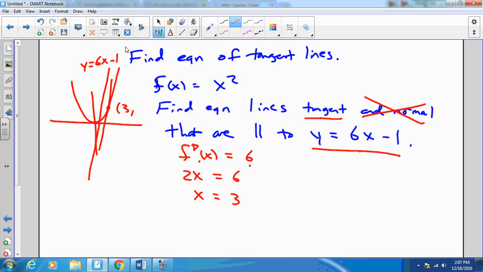Well, I have a slope, I have an x coordinate. The only thing I need is the y coordinate for my point. How do I find that y coordinate? Original, into f of x, that's right, and I get 9. So I have a slope of 6, and I have a point, (3, 9), and therefore I can say y equals f of 3 plus f prime of 3 times x minus 3, and we're done. The equation is y minus 9. Right, it's the same.